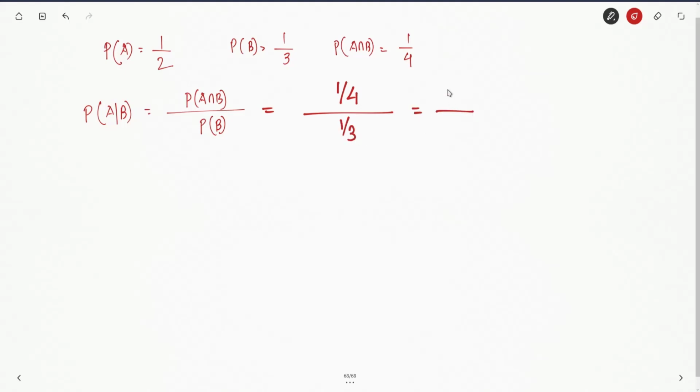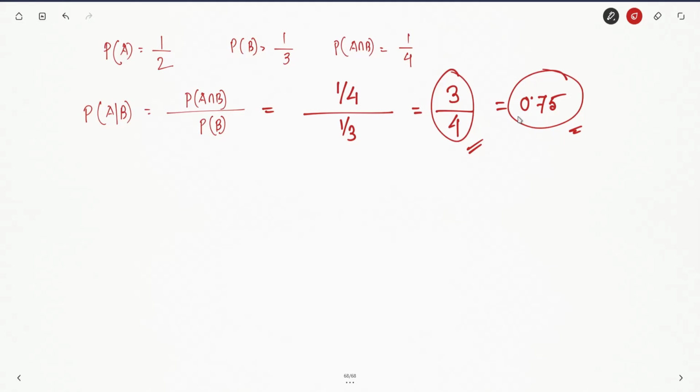So the ultimate value is 3 divided by 4, which is 0.75. Now at this point you can leave the answer as it is, 3/4, or you can express it in terms of decimals also. A fraction value or a decimal value, both are correct, it does not matter. So ultimately the probability of A given B is 0.75, right? So this is how we calculate conditional probability.